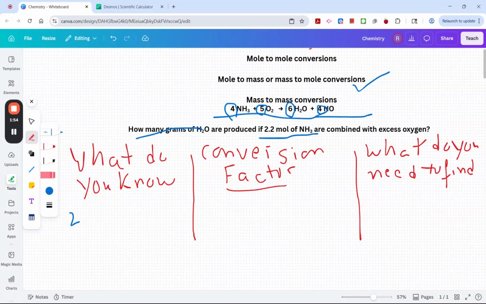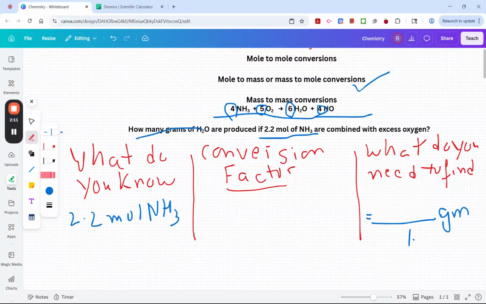I know 2.2 moles of ammonia. And what do you need to find? I want to find grams of water. So it means you will start with the ammonia, you will end with the water. So how will we get water on stage? For that, we need to use the conversion factor, mole ratio.